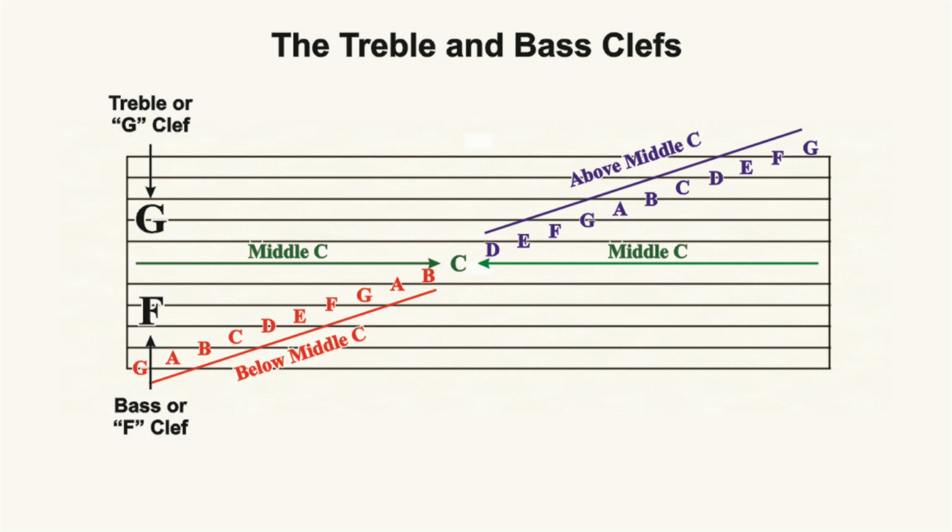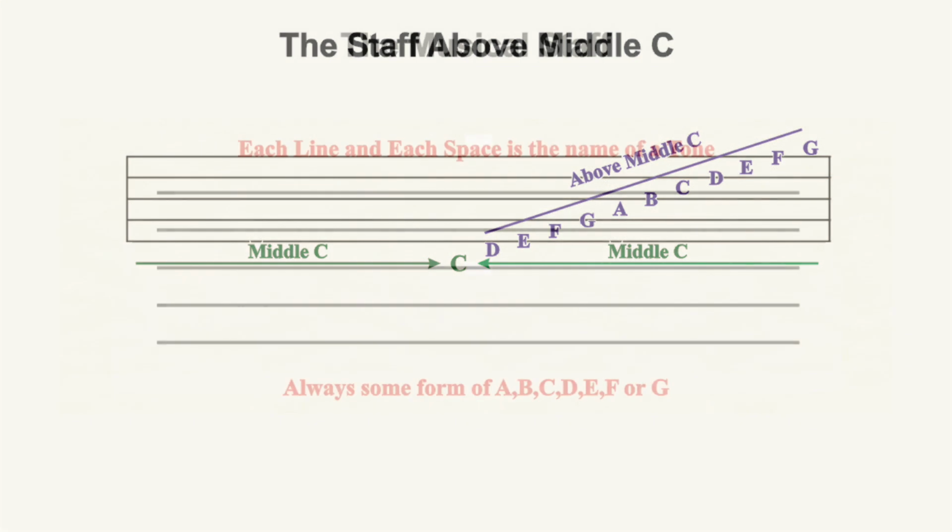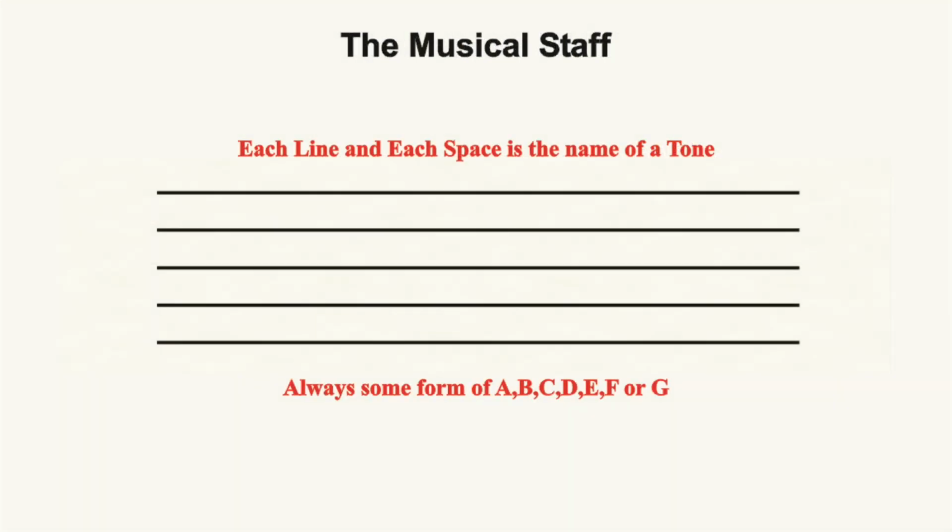However, the register of a staff is determined by whether it occurs above or below middle C. Thus, the names of the lines and spaces on a staff will change depending on which register it represents. For example, if there is no symbol or sign to show a flute player that the staff sits above middle C, then the lines and spaces for that staff will have no meaning.